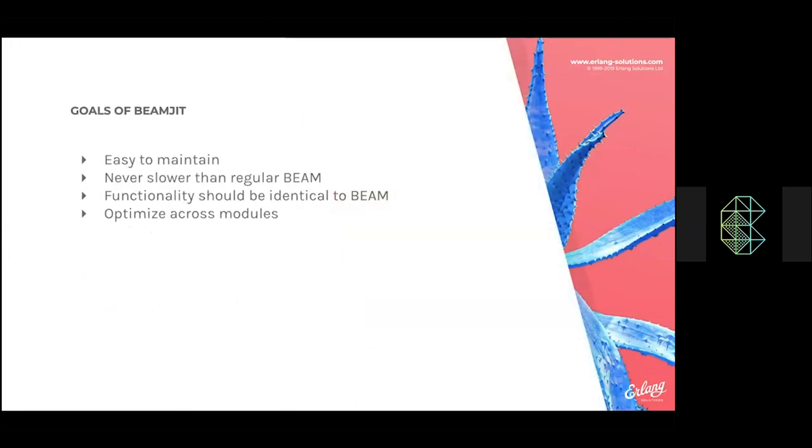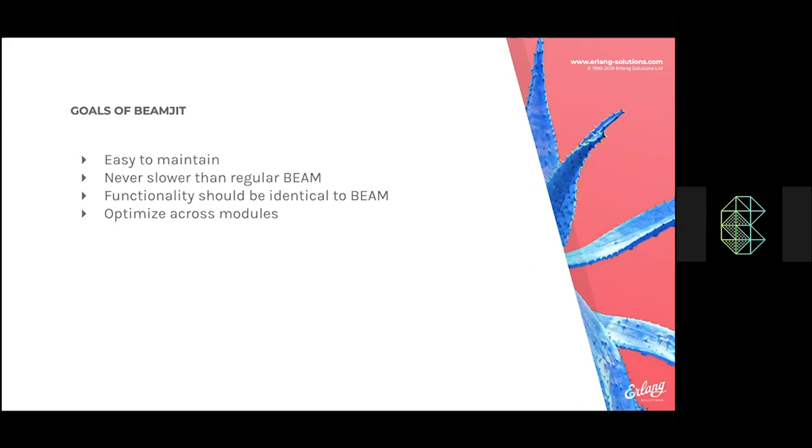Our goals for BEAMJIT were that it's supposed to be very easy to maintain. We are a relatively small team. We are at the moment 6-7 people working on the Erlang virtual machine and the standard libraries and kernel, the core parts of it. And then we have 6 or 7 people working on the protocols and network and other things. So there are not a lot of people to work on it, so we have to have something that's easy to maintain. Basically, one person or possibly 2 has to maintain this forever.